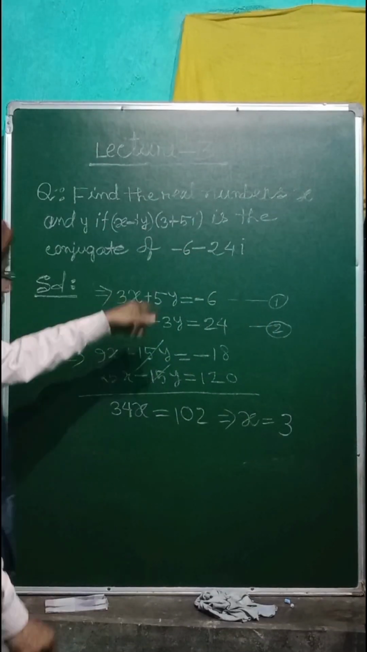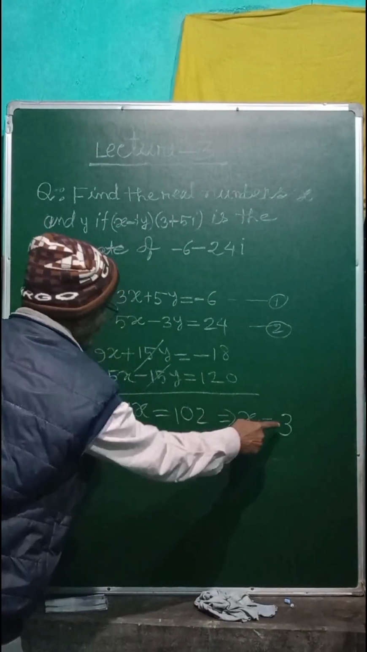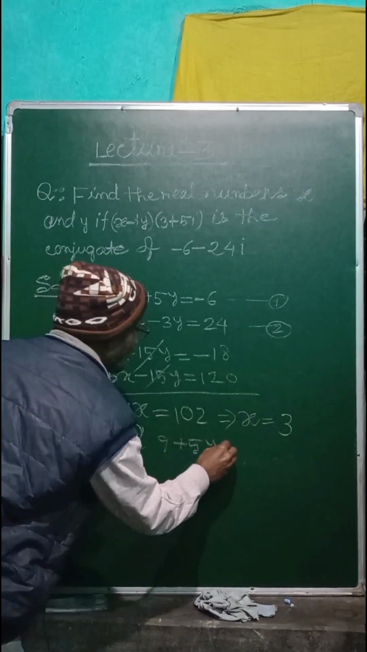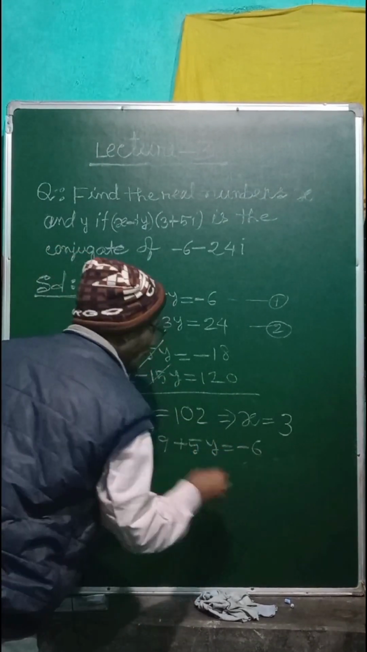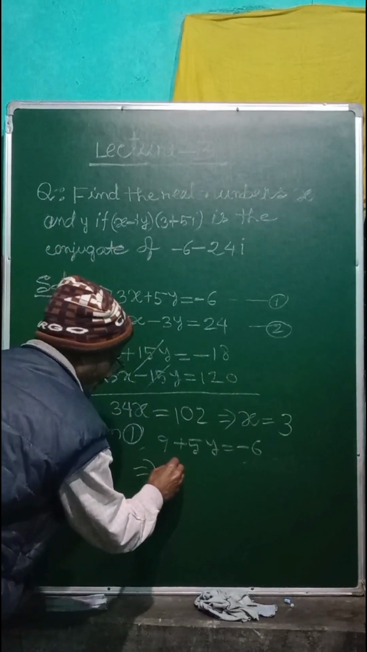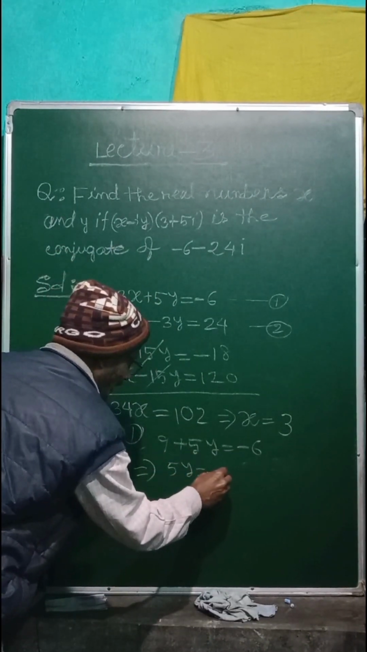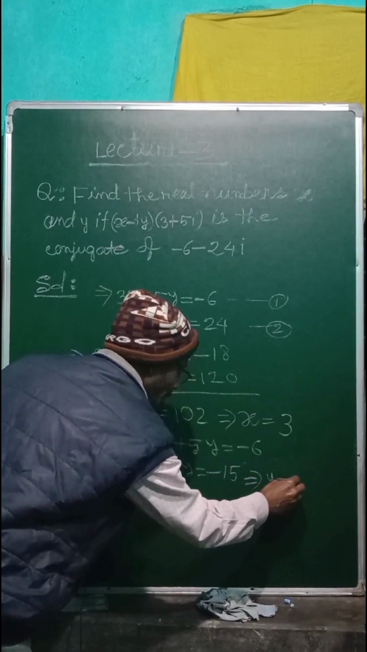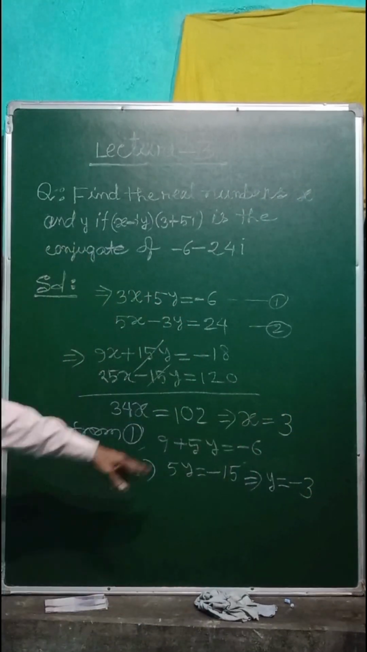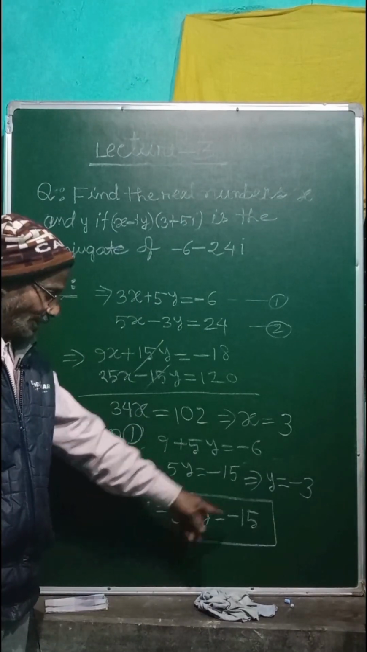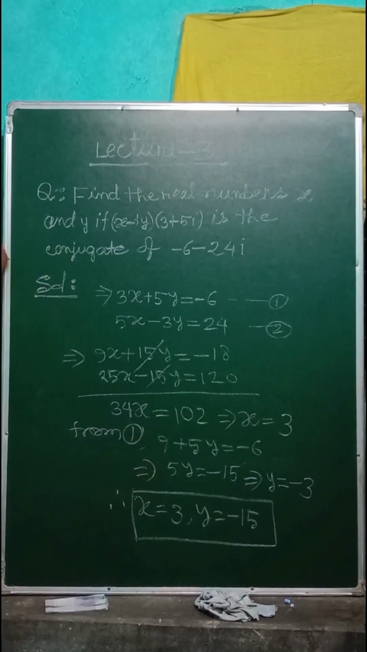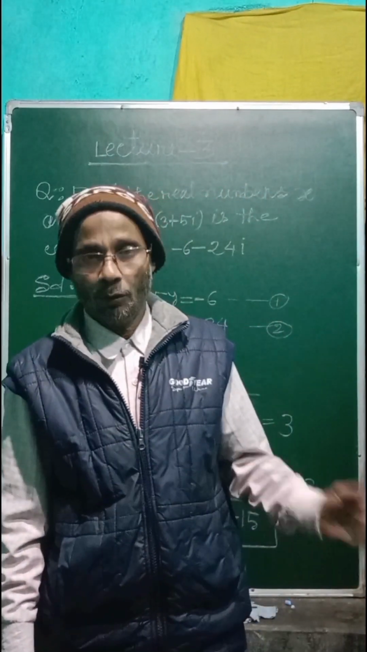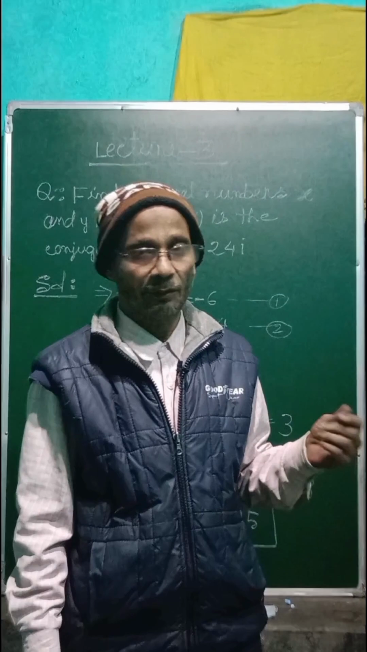Now from equation 1, this 3 is going here: 9 plus 5y is equal to minus 6, implies 5y is equal to minus 15, implies y is equal to obviously minus 3. So x is equal to 3 and y is equal to minus 3. This is the answer. So for today we are closing here. Next day we shall start to understand modulus of a complex number.